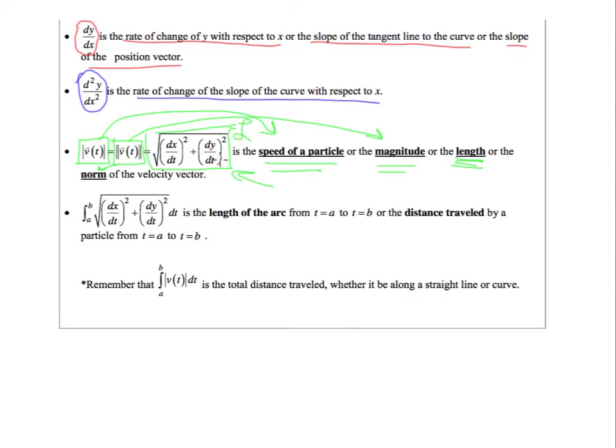Another formula that you need to know is the length of the arc from time A to time B, which is that norm that we just talked about, integrated from A to B. And this is also the same thing as the distance traveled of the particle from A to B. And remember that the integral from A to B of the absolute speed function is equal to the total distance traveled along a curve. And so it translates just the same in terms of vectors and parametric functions.